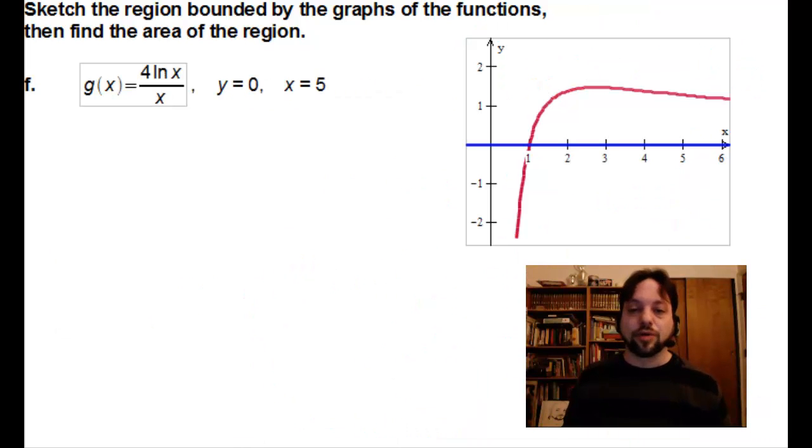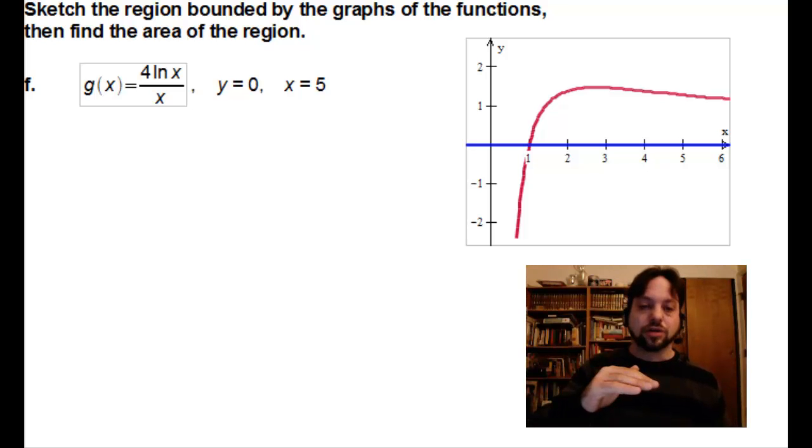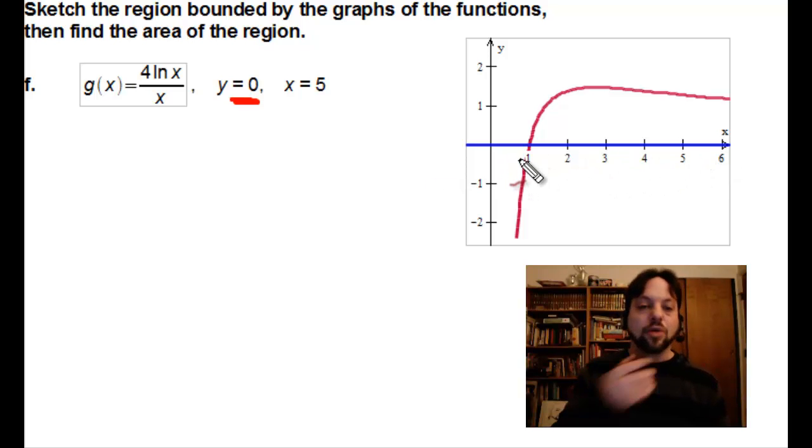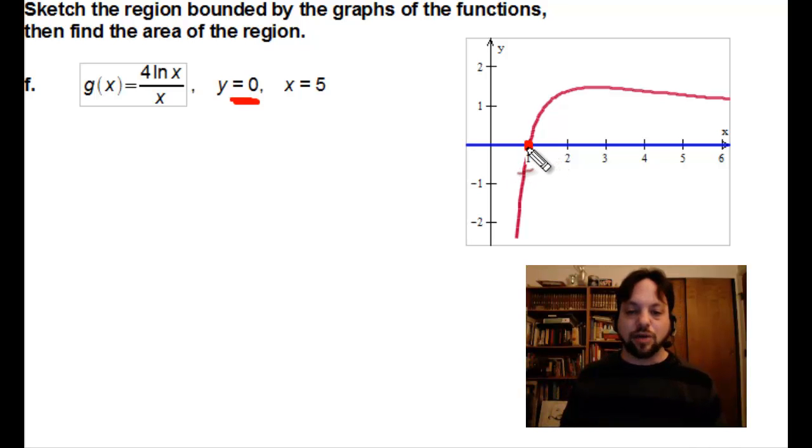So in example F, we're again given one of those functions that we want to find the area under all the way down to the x-axis, because our second function is y equals 0. So here is the graph of g of x equals 4 natural log of x over x, and the graph of y equals 0. We're told that we want to find the area of the region between those two graphs, which clearly intersect at 1.